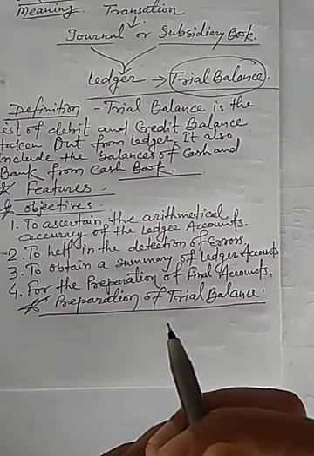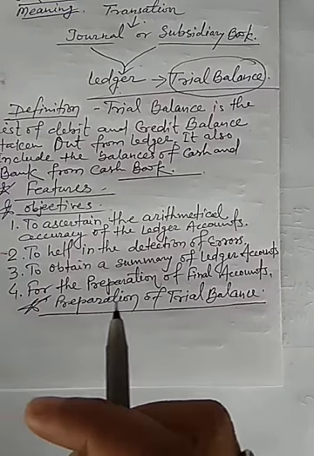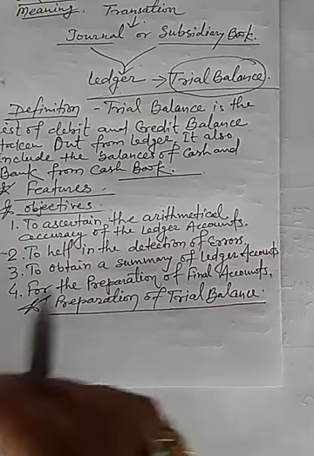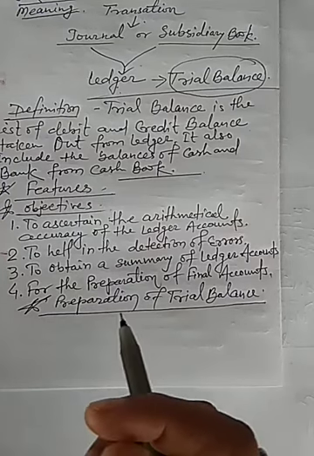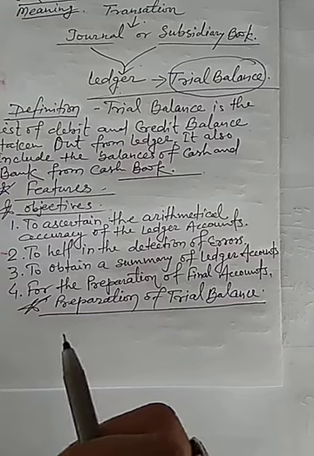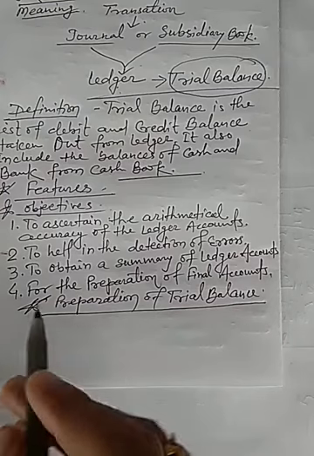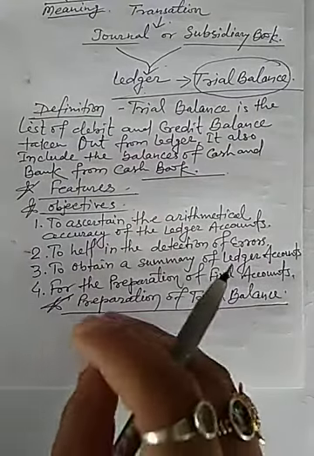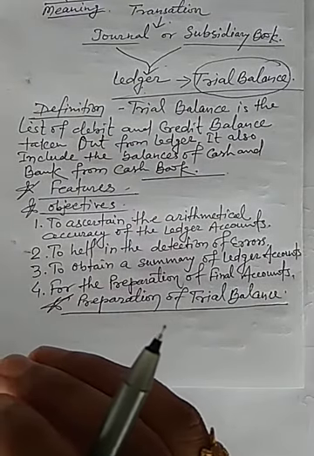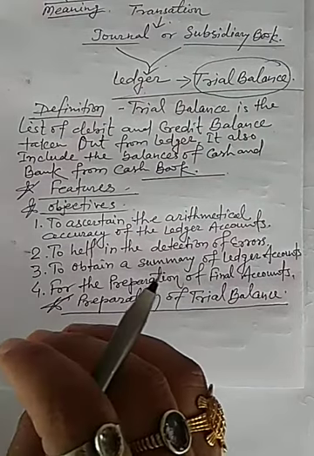So after this, the debit and credit columns of the trial balance are totaled, and if the totals are equal, it is said that the trial balance has tallied. It may be noted that a trial balance can be prepared only when all the ledger accounts have been balanced. It means after balancing of a ledger account, we will prepare trial balance.